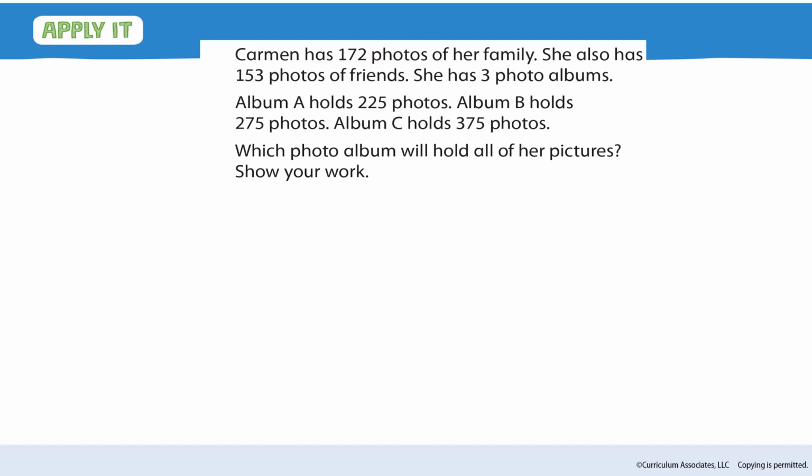So as we look at this, we need to think about, first of all, what is the problem about? So we know that Carmen has some pictures, and she's putting them into her photo albums. And she wants to put her pictures of her friends and the pictures of her family together. So that's what the problem's about. You might picture in your mind photos that you might have at home, and you want to put them all together into one album.